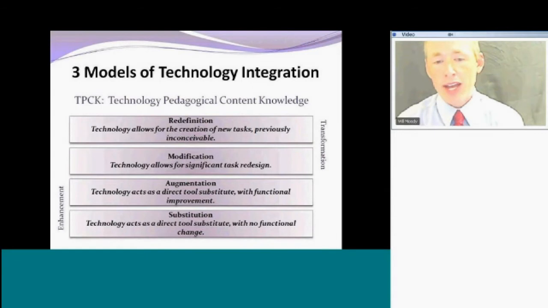If you look at the very highest end of the spectrum of technology integration, you see technology being used to redefine tasks and create new tasks that were previously inconceivable. So, for example, instead of having students talking in partners or in groups, you could have students working through Google Docs or Edmodo, which would be sort of an online collaborative discussion. And before the existence of those things, we could not have done it that way.